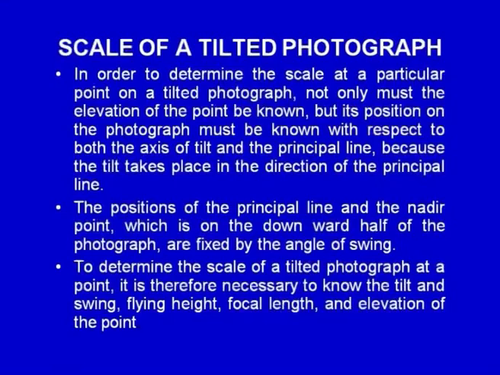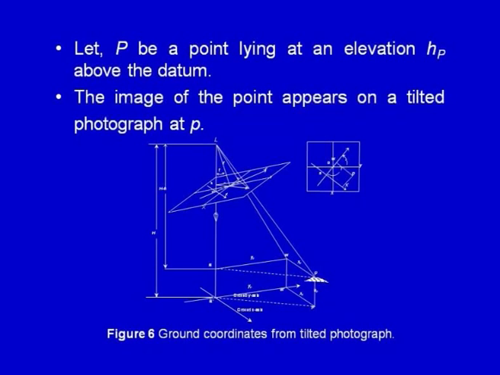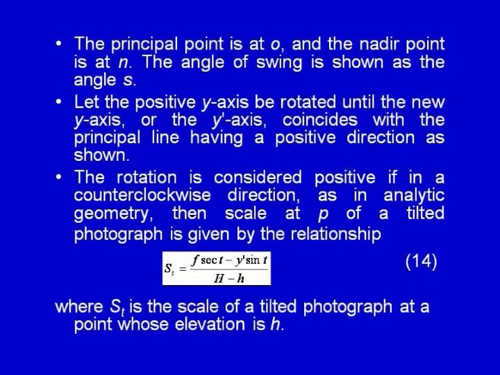Let P be a point lying at an elevation h P above the datum. The image of the point appears on the tilted photograph at P dash. The principal point is at O and the nadir point is at small n. The angle of swing is shown here as S. Let the positive y axis be rotated till the new y axis, or the y dash axis, coincides with the principal line having a positive direction as shown. The rotation is considered positive if in a counterclockwise direction, as in analytical geometry.